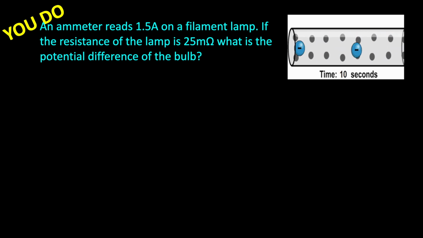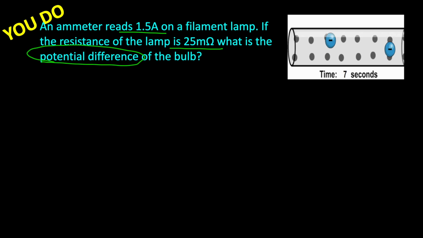So, in this question, an ammeter reads 1.5 amps on a filament lamp. If the resistance of the lamp is 25 milliohms, what is the potential difference of the lamp? So here we need to calculate potential difference. And remember, potential difference is the same as voltage.